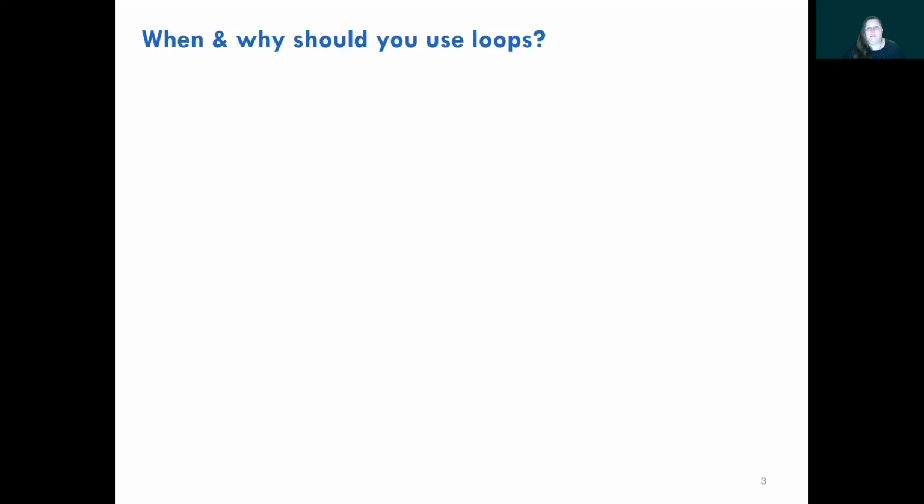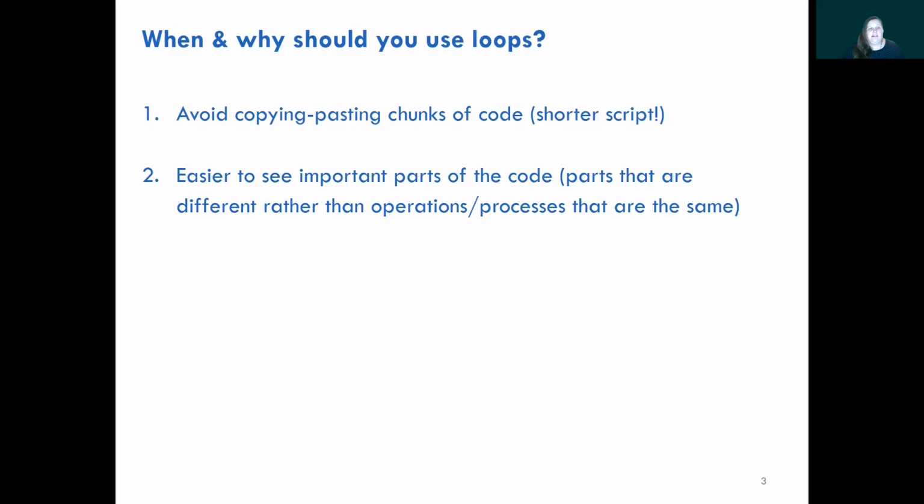So when and why should you use loops? As I already mentioned, using loops helps you to avoid copy pasting chunks of your code, which makes your entire script much shorter. And secondly, it is easier to see important parts of your code, which are, for example, parts that are different from each other, rather than operations or processes that are the same and therefore are repeated throughout your code, making it just very messy. It is also easier to make changes that affect these repeated processes. So it means that you can just change it once in your loop and it will automatically execute this new change for all the steps within the loop or for all the arguments that you have added to the loop.